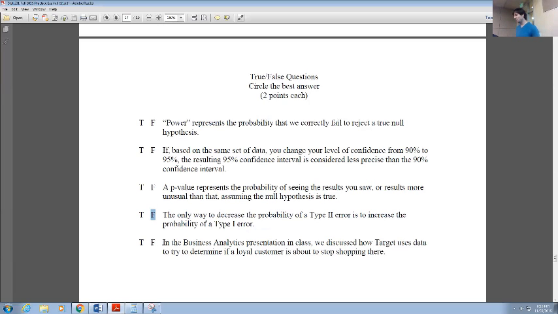In the business analytics presentation, we talked about how Target used data to determine if a customer was loyal and can continue shopping there. That is false. In the business analytics presentation, we talked about how Target figured out that a teenage girl was pregnant. That's what we talked about. Stephen Colbert does a really great segment on this. Look up Stephen Colbert, Surrender to a Buyer Power, and you can watch that segment if you haven't. I promise it's worth the 7-8 minutes of your time just to get some good laughs. And we often use something like this on the business analytics presentation. But there's other things we could talk about.